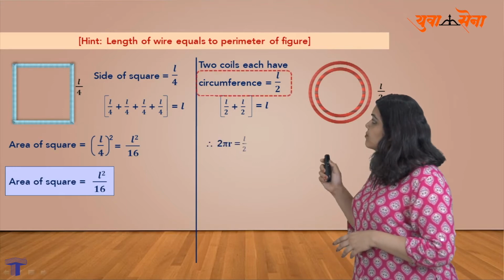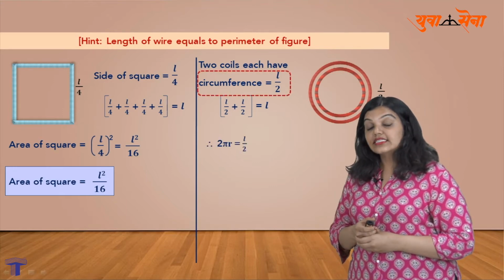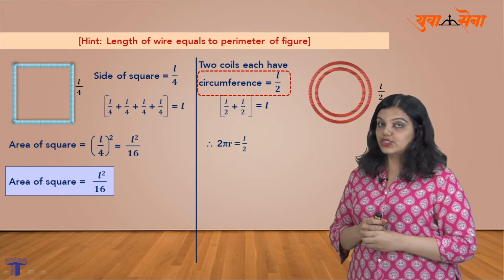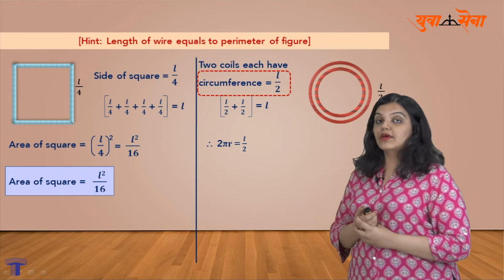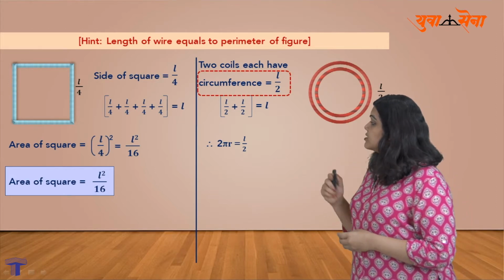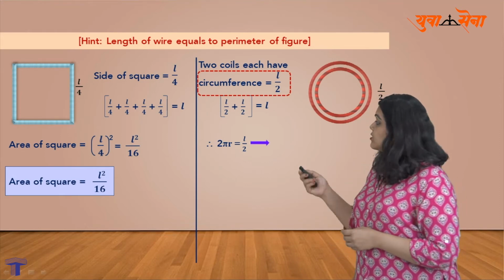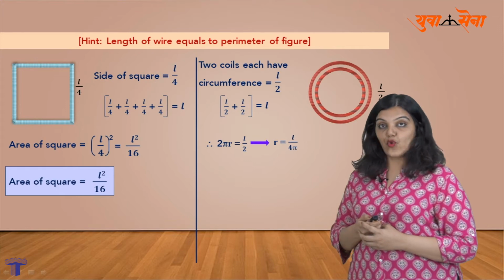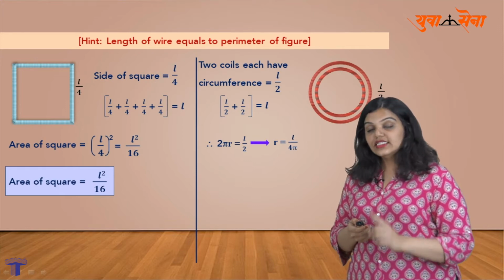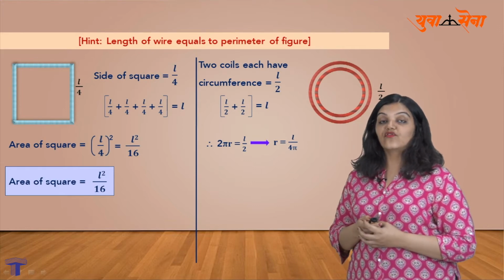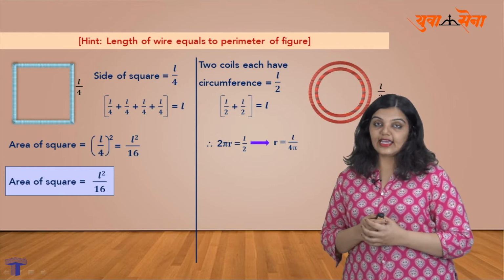Now to do that, I make use of the information that the circumference of each loop is L by 2, and since circumference is nothing but 2 pi r, I say 2 pi r is equal to L by 2, and this gives me the value of the radius, and the r comes out to be L by 4 pi.